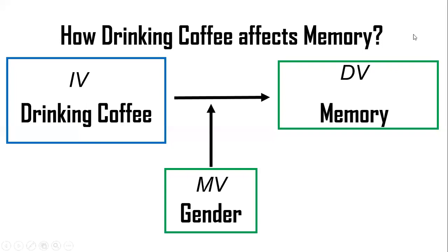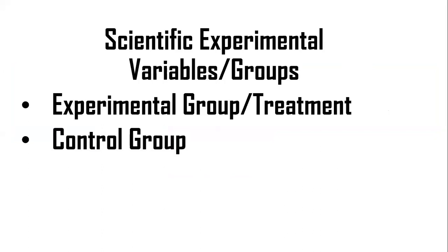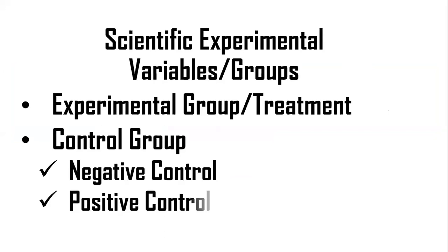In experimental research, specifically in the pure experimental research, we have other forms of variables, and we can call them the scientific experimental variables, or groups. And this is divided into two main groups, or variables. That is the experimental group or variable, or treatment, and the control group, which is divided into two, the negative control and the positive control. Remember, these are just the basics.